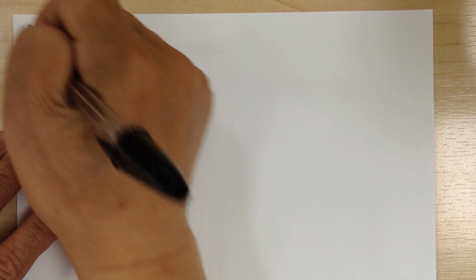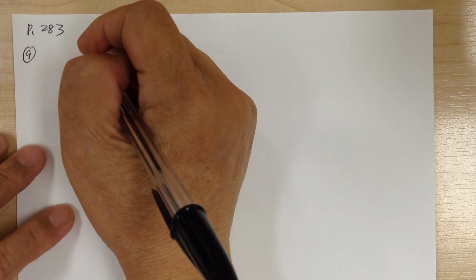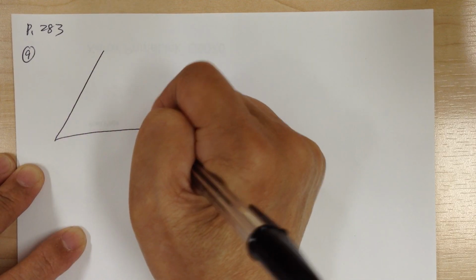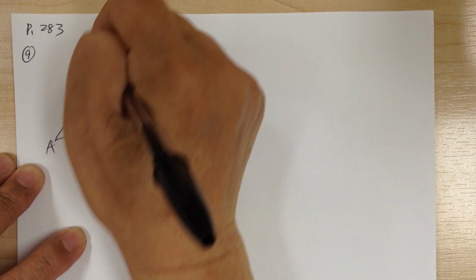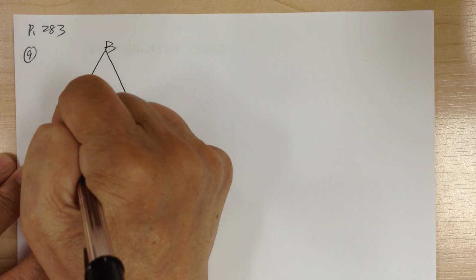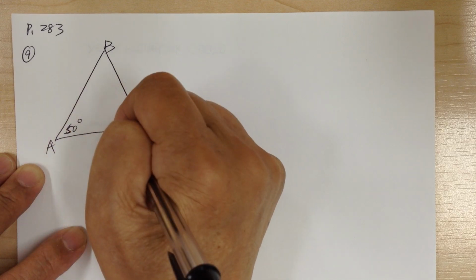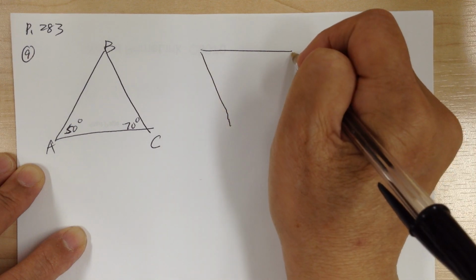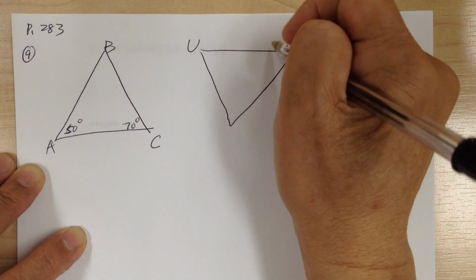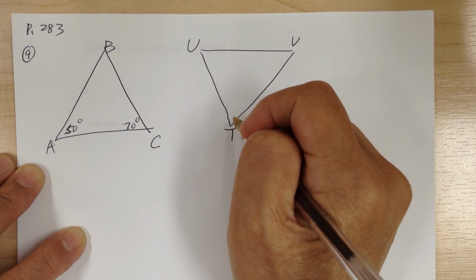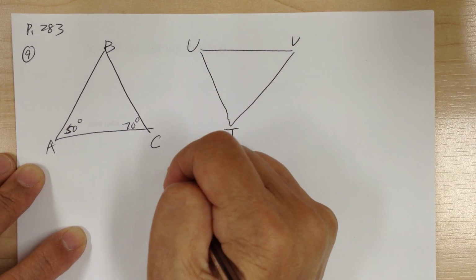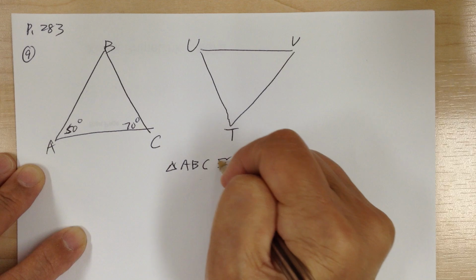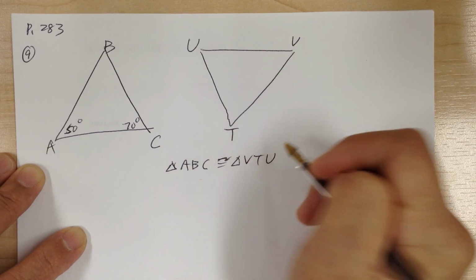Okay, let's go to number 9. It says in the diagram, triangle ABC. I'm going to draw it kind of big. So A, B, C, and this is 50 degrees, 70 degrees. And U, V, T. Over here it says triangle ABC is congruent to triangle VTU. So you have to match up carefully.